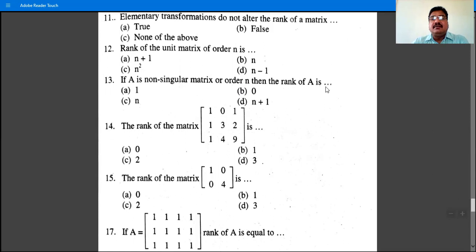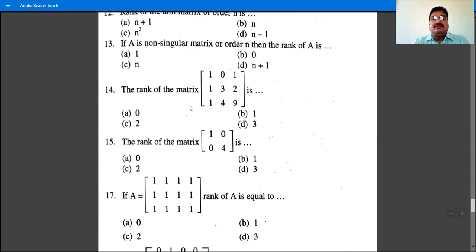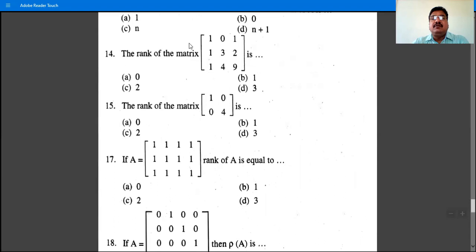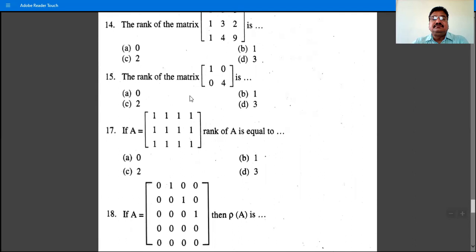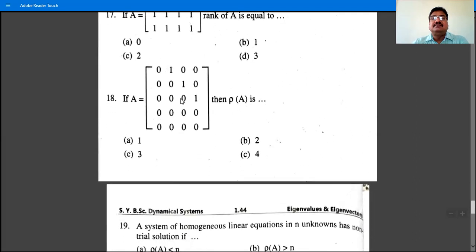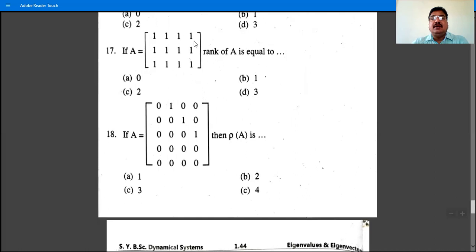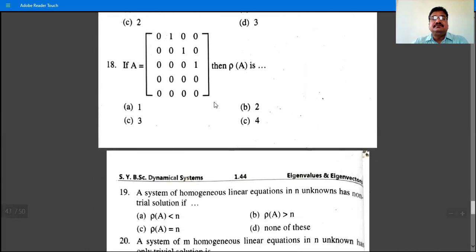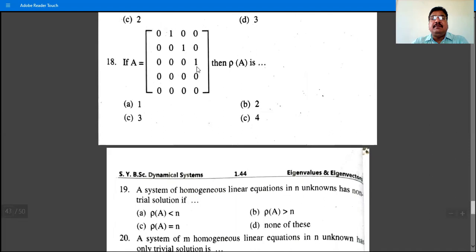Find its answer. We have to reduce this matrix to echelon form, and then we have to write the rank of this matrix. So this matrix is in echelon form, with rows 1, 2, and 3. So 3 is the answer.